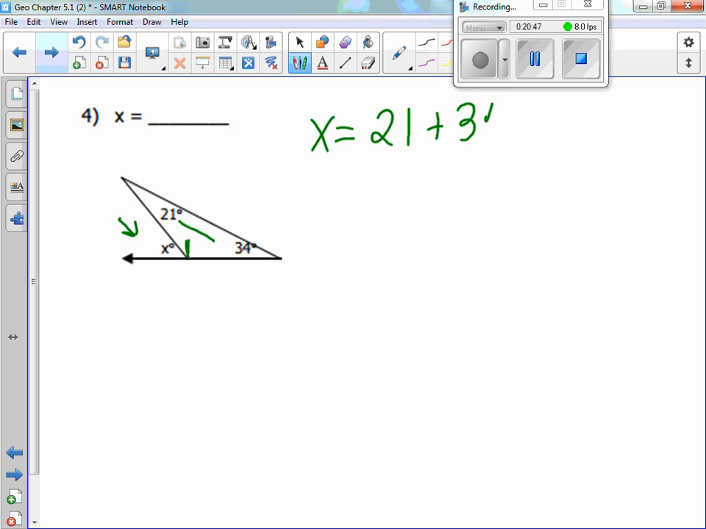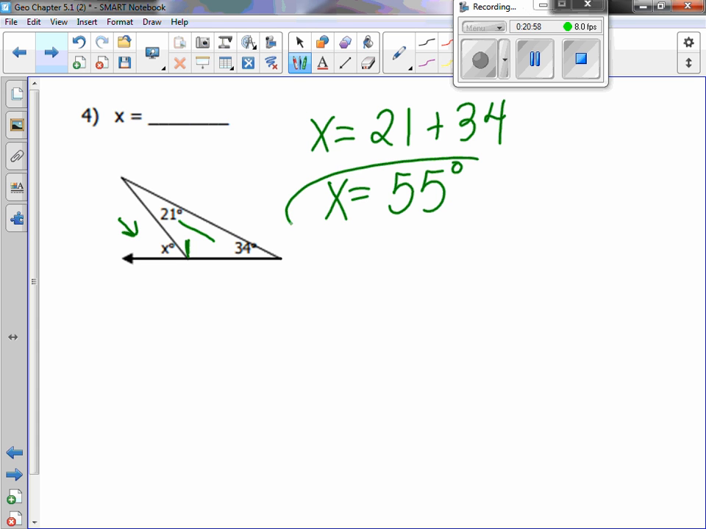21 plus. And what is 21 plus 34? That's it. That is it. That's all we have to do for this here.